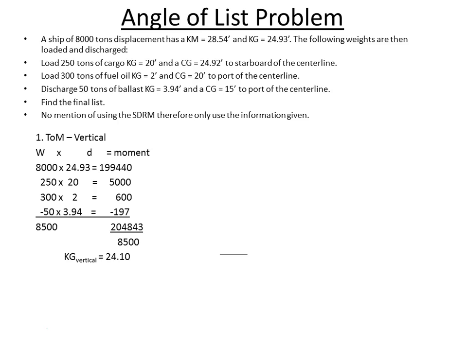Now that we've got that, let's go ahead and calculate GM, because we're going to need it later on. GM is going to equal KM minus KG. This formula is for a vessel with positive stability, and this vessel does have positive stability because KG is 24.1 and KM is 28.54. So this boat has a positive GM, and this formula is appropriate. We end up with a GM of 4.44 feet. We've done the vertical moments.